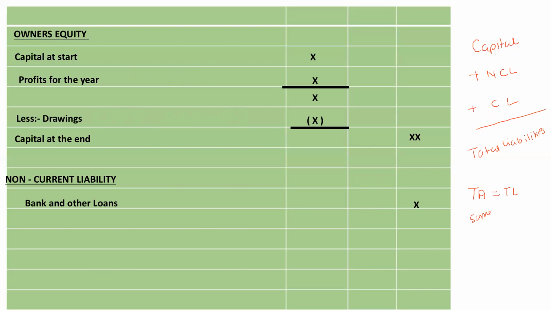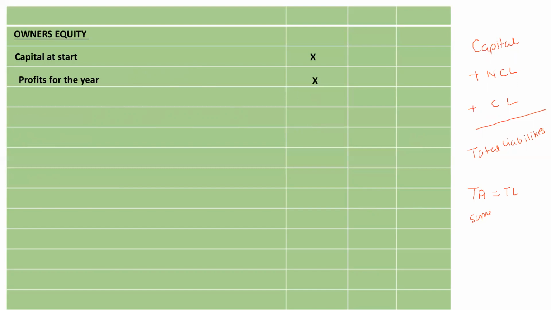Okay, so we're done with the capital. What happens in the capital? Capital at start, add the profits for the year. If you have losses, you will deduct it. Less the drawings, the one which is in the trial balance, add to the one which is there in the adjustments. You will come to capital at the end.